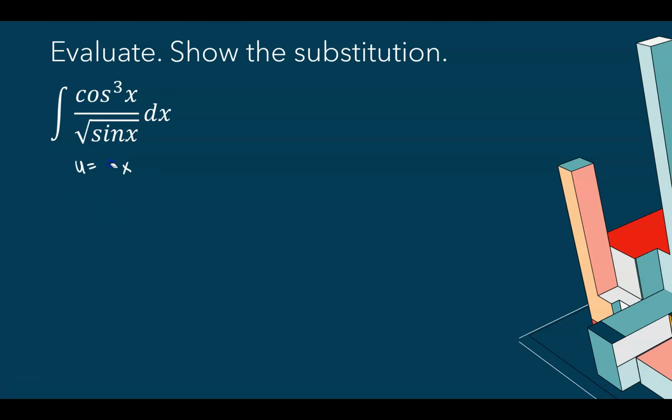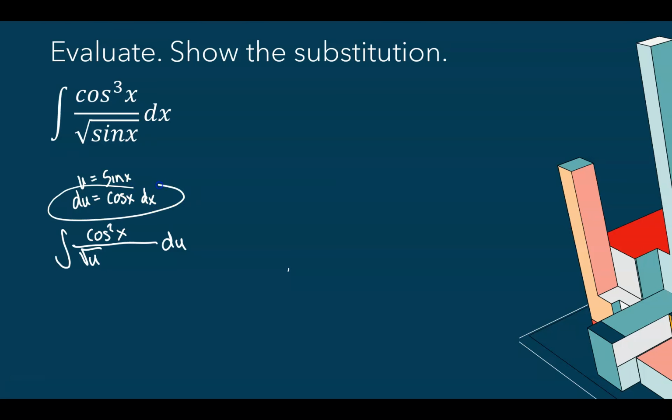So maybe du is cosine of x, which would make u sine of x. And if u is sine of x, well, then we can have 1 over the square root of u, and we can have a du, but we had cosine cubed. Ooh, forgot a dx. We had cosine cubed, and, well, I guess there's cosine squared left over. Well, what the heck do I do there?